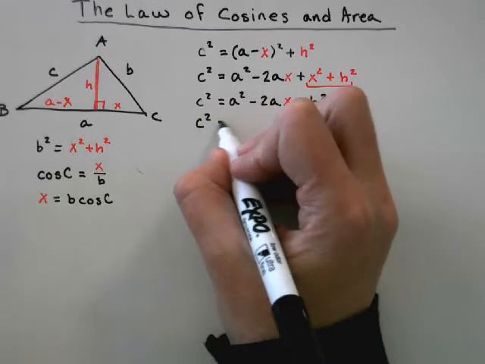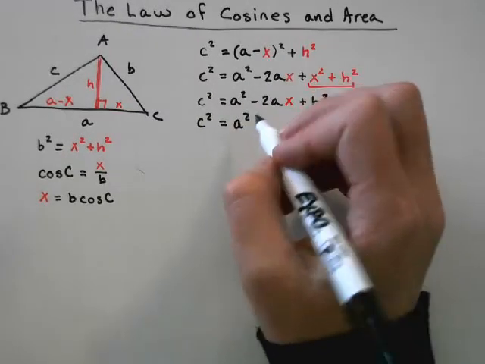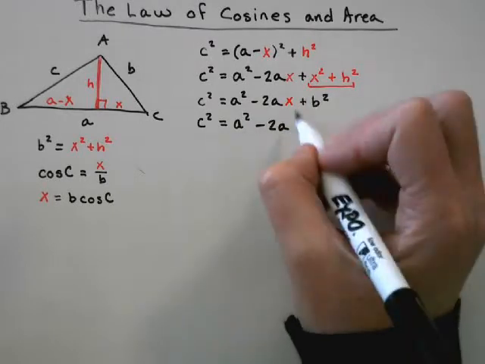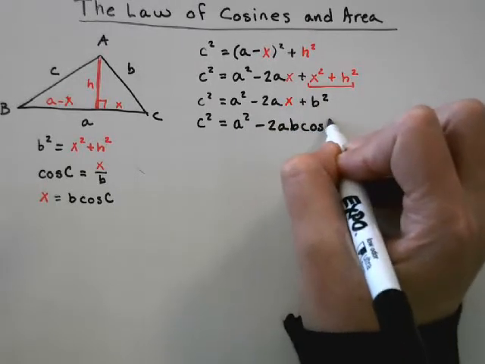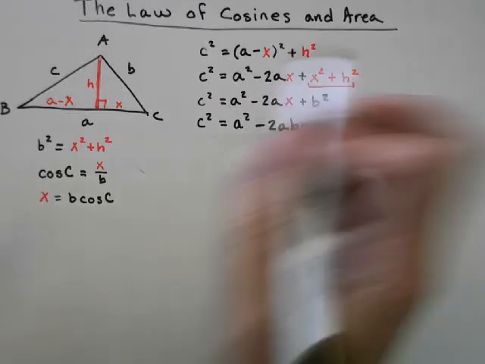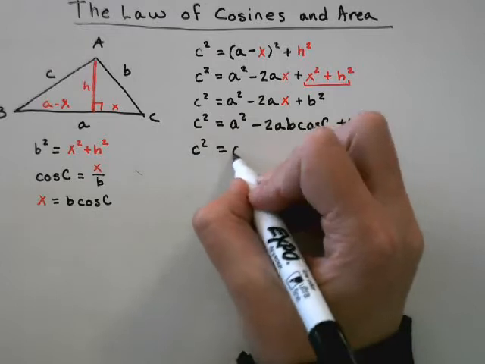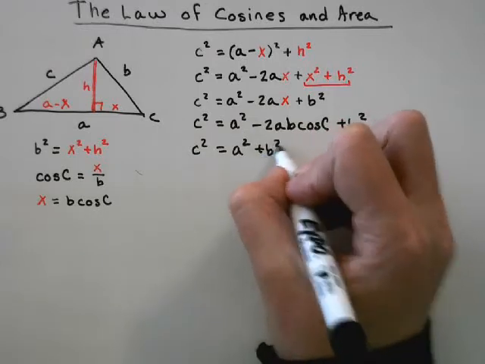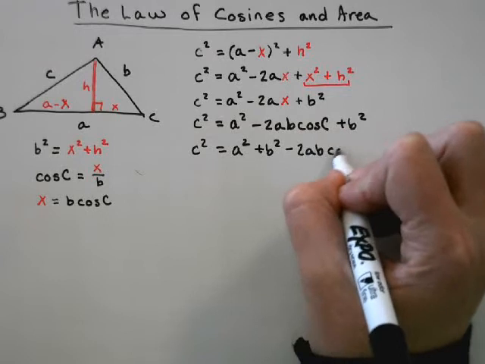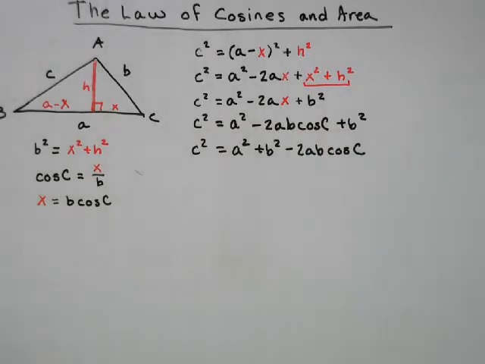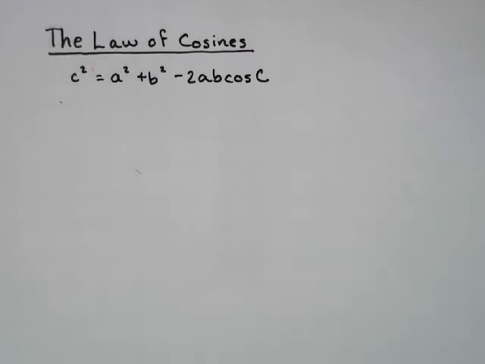So we're going to have C squared equals A squared minus 2AB cosine C plus B squared. We rearrange this a little bit: A squared plus B squared minus 2AB cosine C. So the law of cosines is C squared equals A squared plus B squared minus 2AB cosine C.